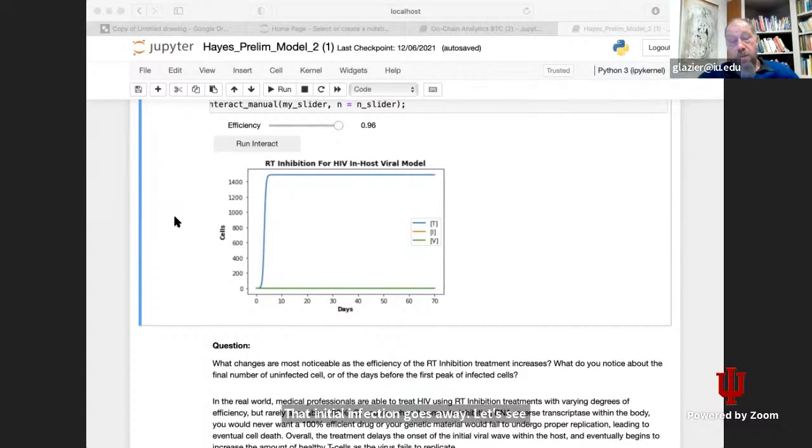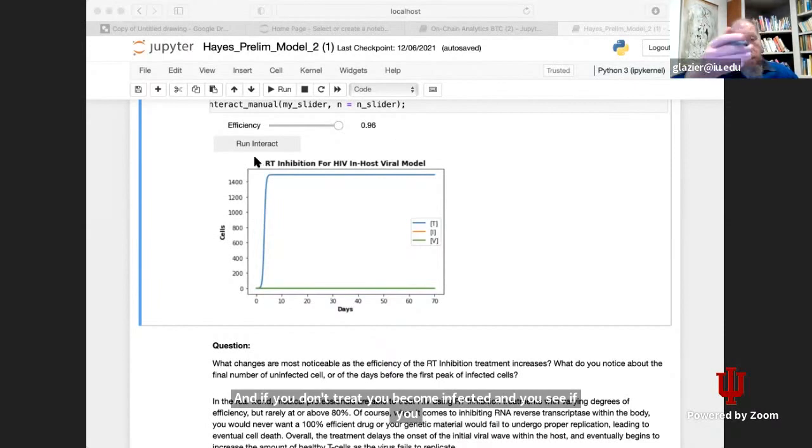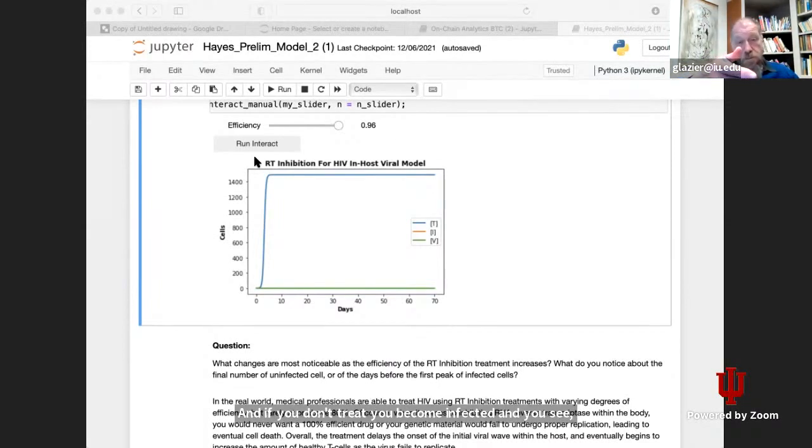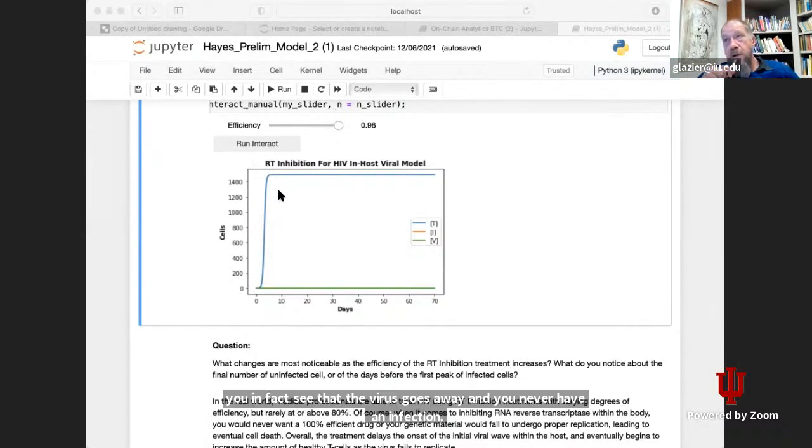And I think that's something this model could replicate, where you apply a small amount of virus to the system, and if you don't treat, you become infected and you see the oscillation. If you do treat, either before or just afterwards, post-exposure prophylaxis, then you in fact see that the virus goes away and you never have an infection. And it would be interesting to know what efficacy you needed for that to work.